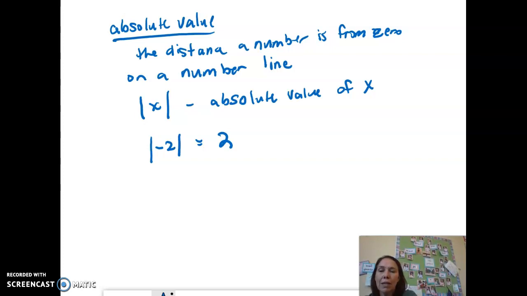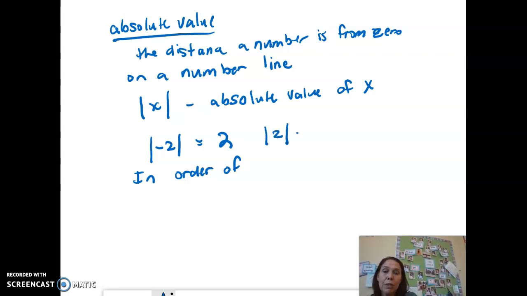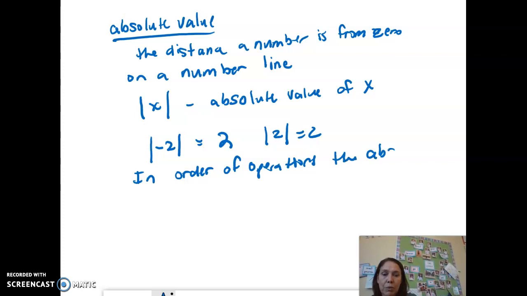So I want you to know that in order of operations, the absolute value is going to act as a parenthesis. I'm going to write that down. Go ahead and write this in your notes. We also want to put up here the absolute value of 2 is 2. But in order of operations, the absolute value symbols act as parentheses.